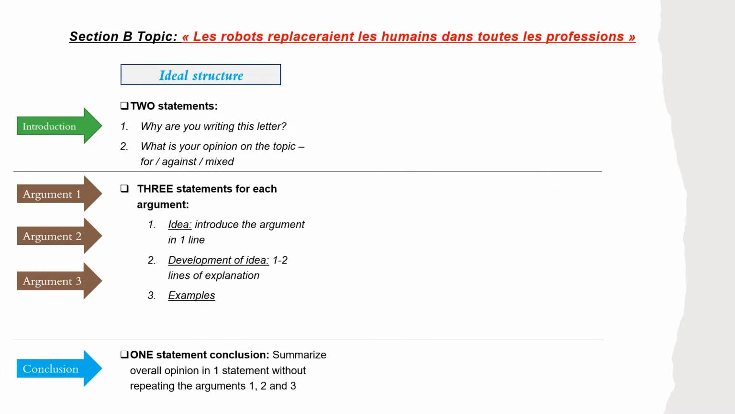So for introduction, the first statement is going to be very simple. I'm just going to explain it in English first, and then we'll look at one example from my writing. In introduction, there should be just two statements. First statement, why are you writing this letter? So in the first line, you will say that I'm writing this letter in reaction to the article that I read in your newspaper, which says that robots will replace humans in all the professions. That's it. This would be your first statement.